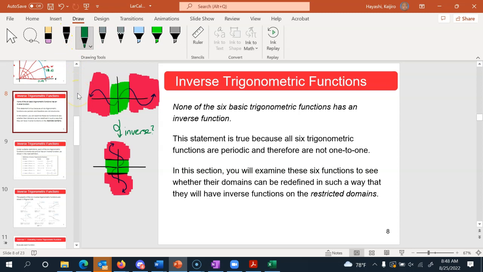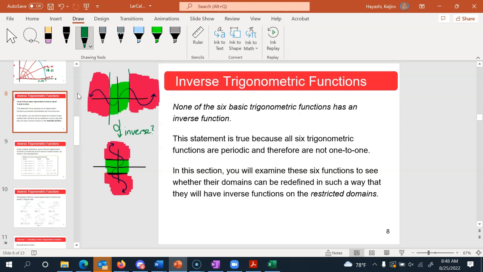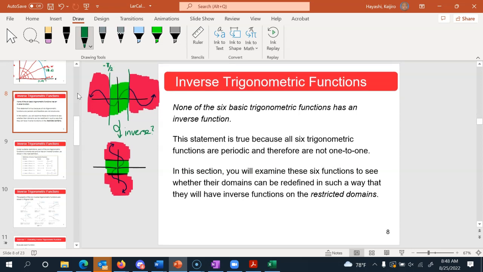So the place that we had to restrict this to is from this trough to this crest of the sine function. This has an x value of negative pi over 2, and this has a value of pi over 2. So the domain's been restricted to negative pi over 2 to pi over 2.